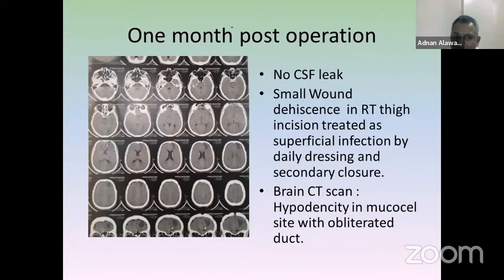One month later, the patient presented to our clinic with no complaint and no CSF leak. We have a small wound dehiscence in the right thigh, which was treated as a superficial infection and recovered. There is a small hypodense area in the left frontal area, in the area of the mucocele. Now the patient is doing well, has no complaint, and is for further follow-up.